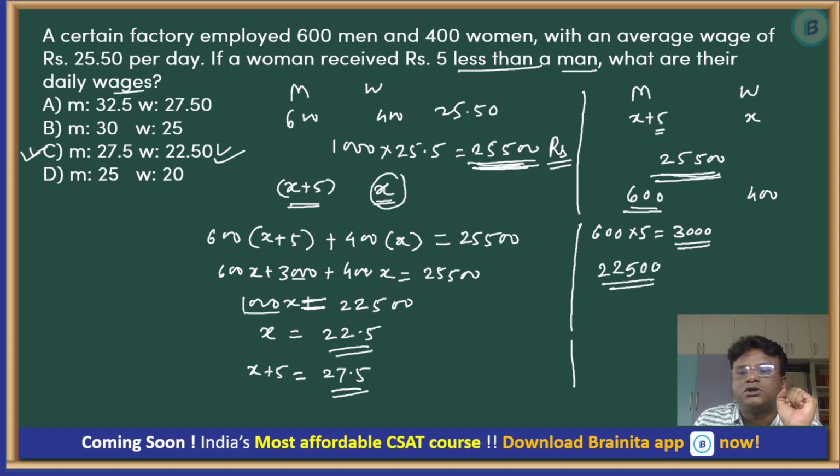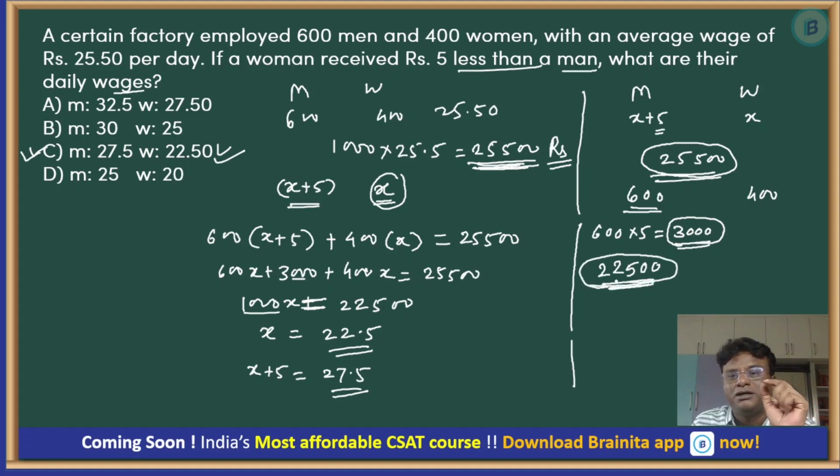Okay, so the total expenses of the factory are 25,500. I will remove this 3000, which is extra for men, from this to get this 22,500. And what is this 22,500? You have brought men and women to the same level in terms of their averages, correct? Primarily you have brought both men and women to the level of the average salary of women, because you removed that extra amount that the men received.